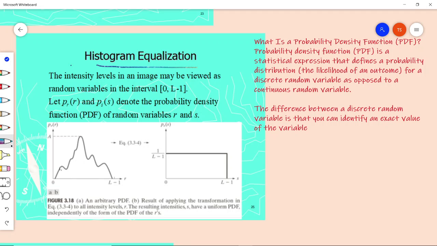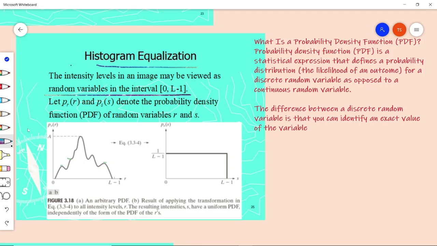Here in this histogram, this is one level of the histogram, this is another level, and this is another level again. So we have different types of intensity levels. The intensity levels in an image may be viewed as random variables in the interval 0 to L minus 1. What it means is we are taking a number of intensity values to plot the histogram.